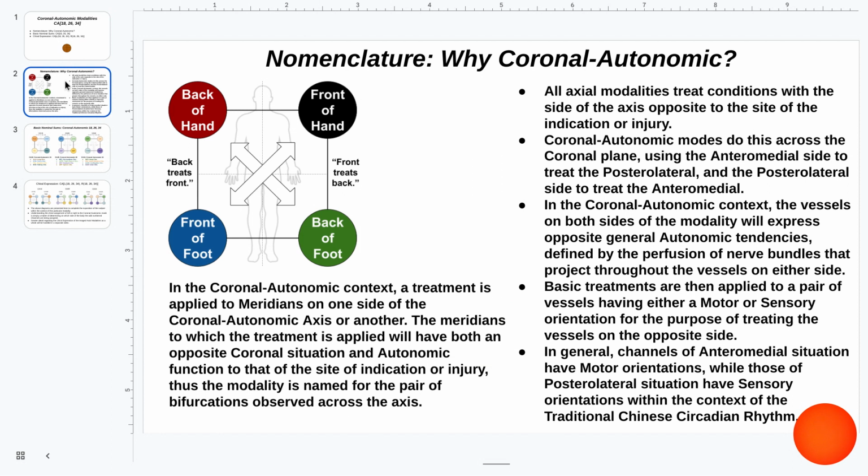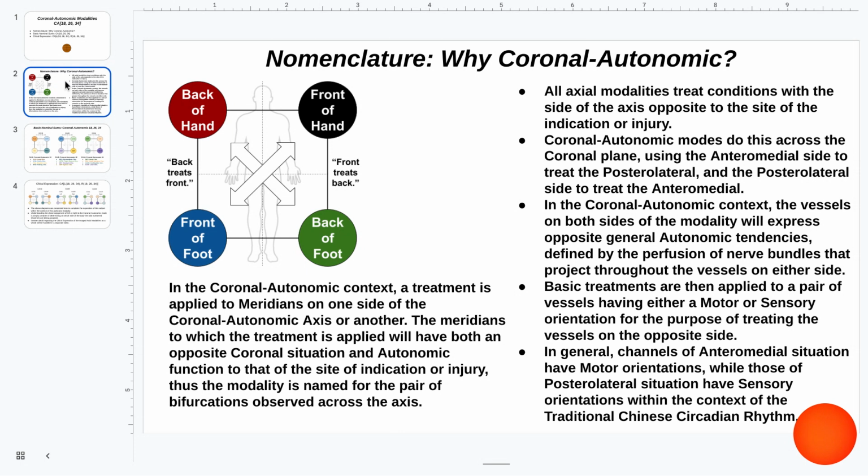In keeping with the spirit of simplicity, there are 2 basic points to remember. First, coronal autonomic modalities treat illnesses across the coronal plane, such that back treats front and front treats back. Second, coronal autonomic functions are of 2 general types, motor or sensory. In this set of modalities, the vessels used for treatment will express a single general autonomic function that is opposite to the function performed by those vessels found on the side opposite to the vessels of treatment.